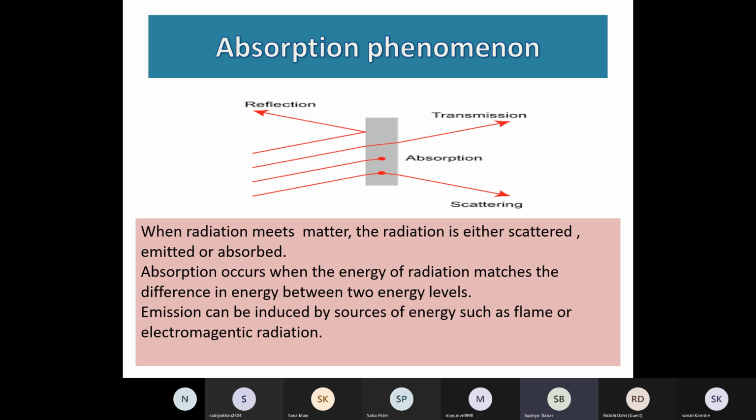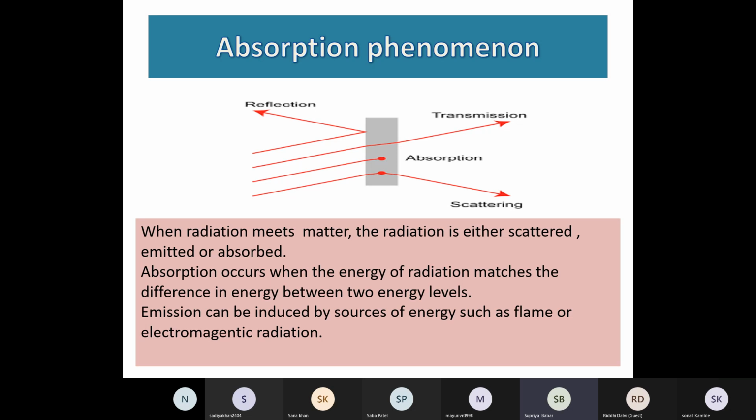Then some part gets transmitted, and some part will be scattered. So when the radiation meets the matter, matter means anything, like an object, a substance, or a compound. When that radiation meets the matter, the radiation is either scattered.